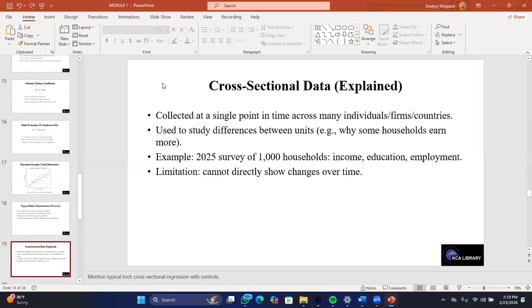Cross-sectional data is data collected at a single point in time across many individuals, firms, or countries. It is used to study differences between units, e.g., why some households earn more. An example is a 2025 survey of 1,000 households, right? The limitation is that it cannot directly show changes over time.